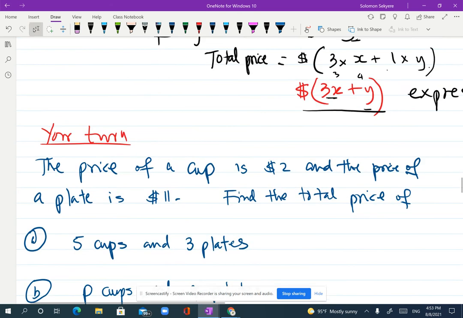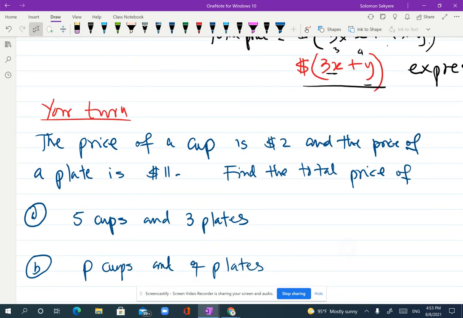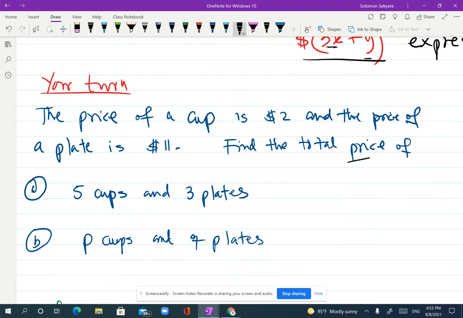All right, your turn. The price of a cup is $2 and the price of a plate is $11. Find the total price of 5 cups and 3 plates, P cups and Q plates.